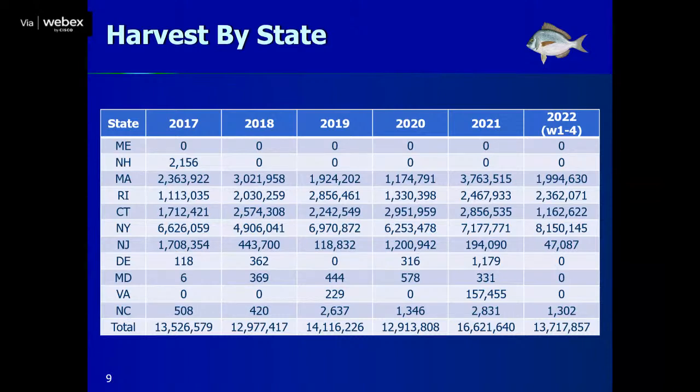So this table shows recreational harvest by state. From year to year, the greatest amount of harvest typically comes from New York, followed by Massachusetts, Rhode Island, Connecticut, and New Jersey in no particular order. On the right-hand column, again, is that preliminary 2022 partial year data. And we just included this to give you an idea of where harvest is at by the state level for the current fishing year.